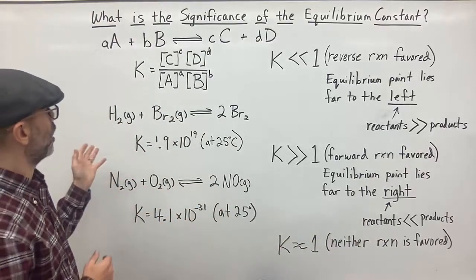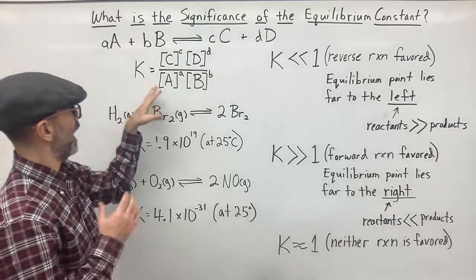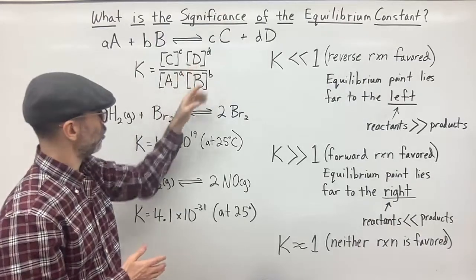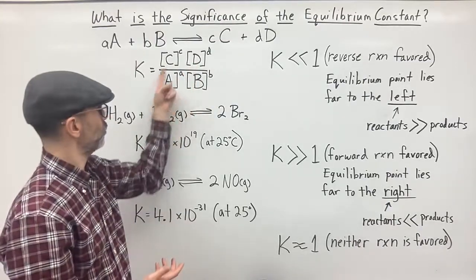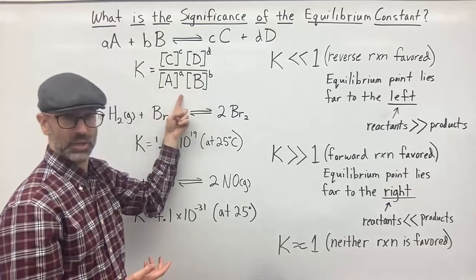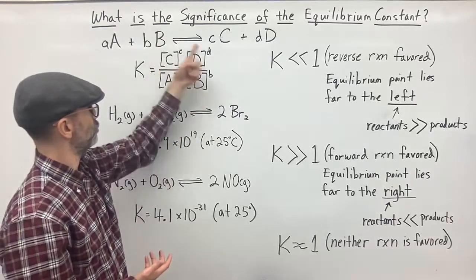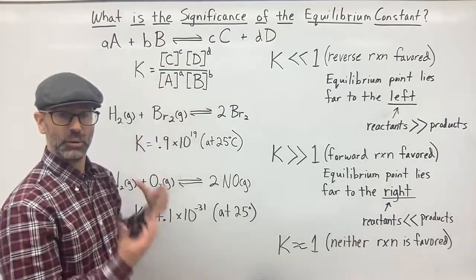But what if it's the other way? What if, when the reaction reaches equilibrium, your reactants are larger? You have more reactants, so your denominator is going to be large compared to your products. When that happens, your K value is going to be small.